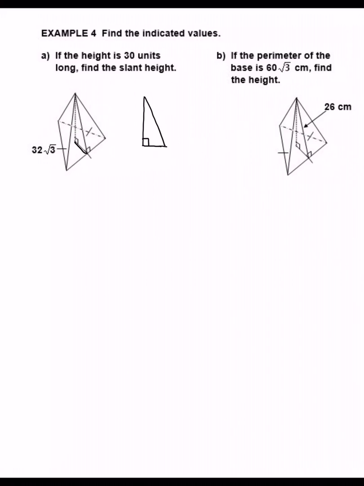So the height is 30 units long. So the height here would be 30. I'm looking for L, the slant height. But I also don't know what this length is yet. So to find it, I'm actually going to have to look at the base here, in 2 dimensions real quick. So I'm going to redraw the base out.